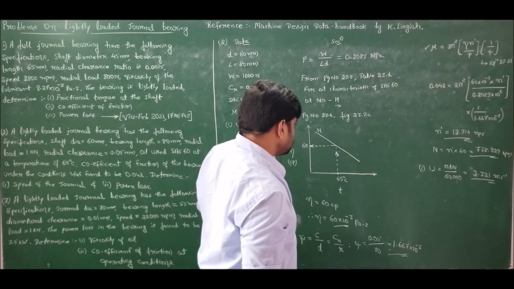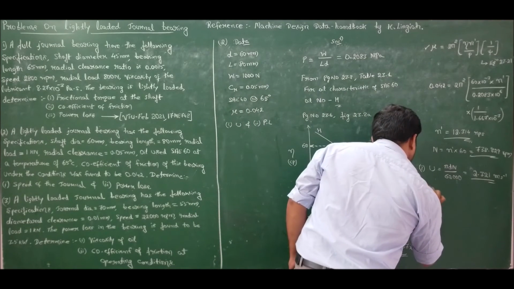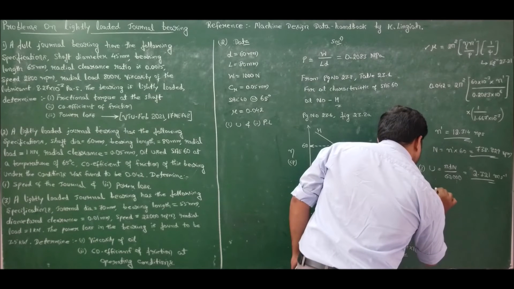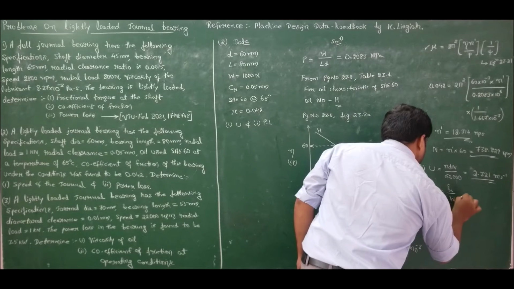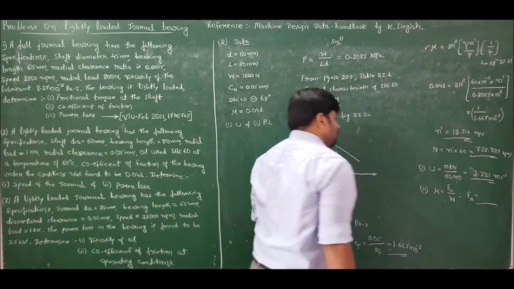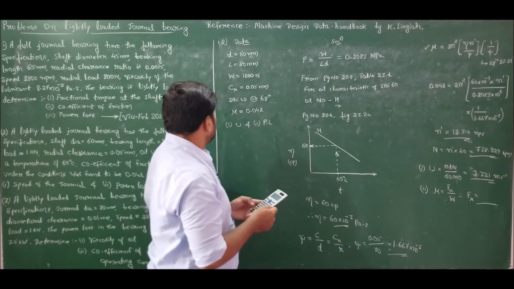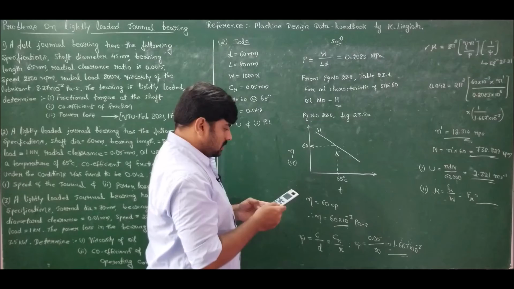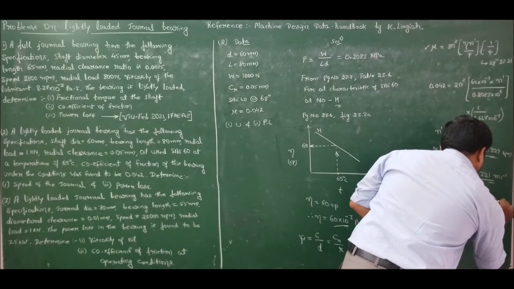Second one, power loss. Now to find power loss, I want frictional force. We know that mu is equal to frictional force by load. Hence, how much is frictional force? Coefficient of friction is given 0.042. Load is specified 1000. Hence, frictional force is 42 newtons.